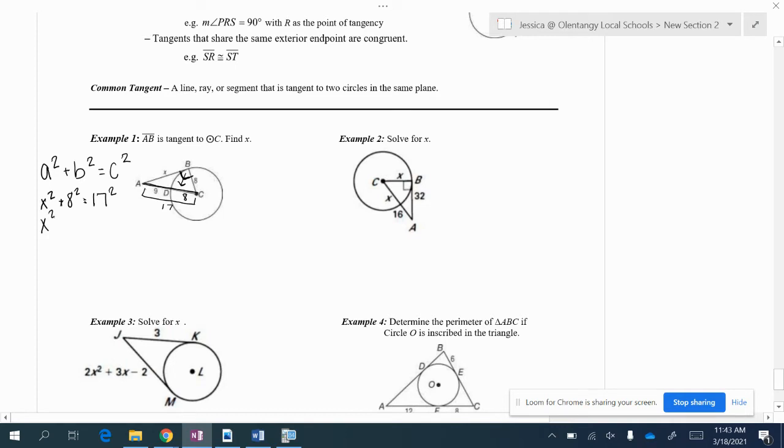So x squared plus 64 is equal to 289. Get x squared by itself. So x squared is equal to 225. Take the square root, and x is equal to 15.